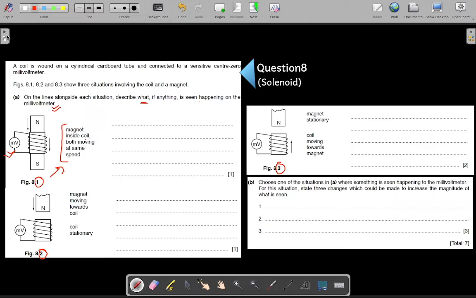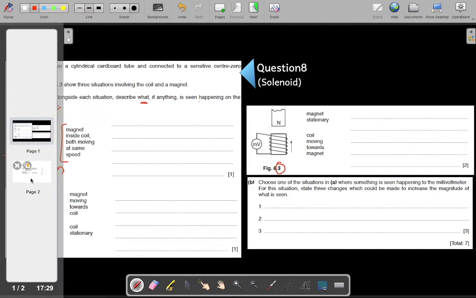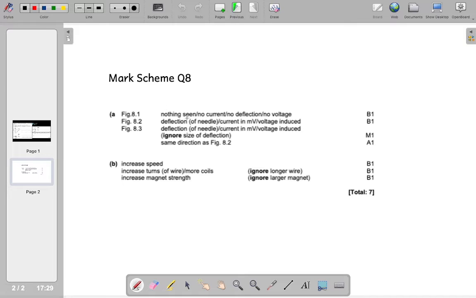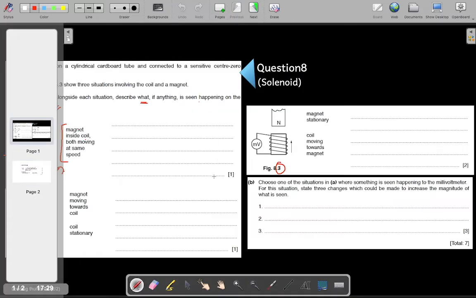Your answer should be, let us look at the answer: nothing seen, no current, no deflection, no voltage. You can write any one of these. There is a slash in between, if you see. If you say nothing seen on the voltmeter, no current, no deflection, or no voltage, you get the full 1 mark for this question.